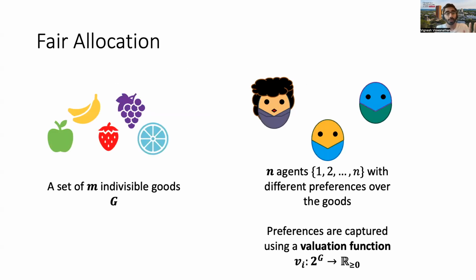So before I go into all of that, let me first describe the basic problem. We have m indivisible goods G, and we have a set of n agents with differing preferences over these goods. And these differing preferences are captured using a valuation function. That is, each agent i has a valuation function Vi, which maps each bundle of goods to a non-negative real valued number, which denotes the value that that bundle of goods provides to that agent.